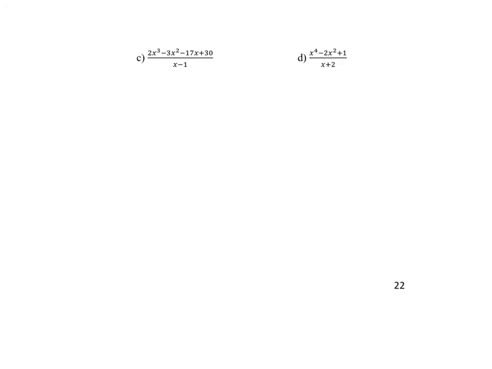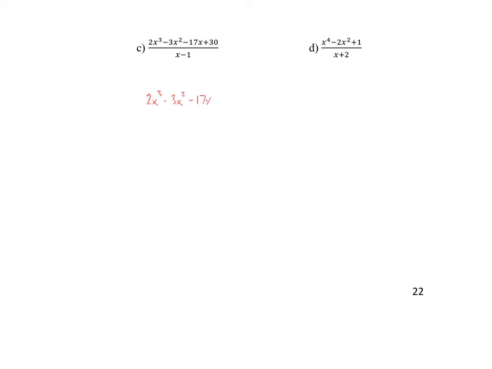All right, I did A and B in the mandatory homework notes video. So if you haven't already watched that, you need to. But I'm going to do C and D here. So we're going to do these just like we did the last two. C is going to be 2x cubed minus 3x squared minus 17x plus 30. I'm going to divide that all by x minus 1.